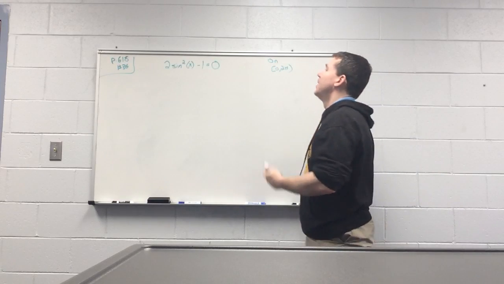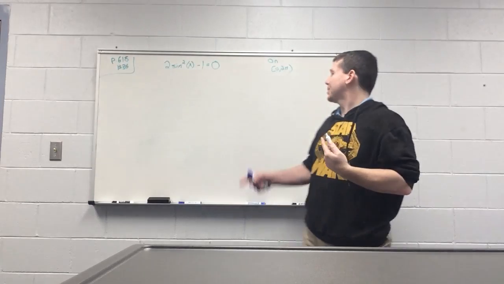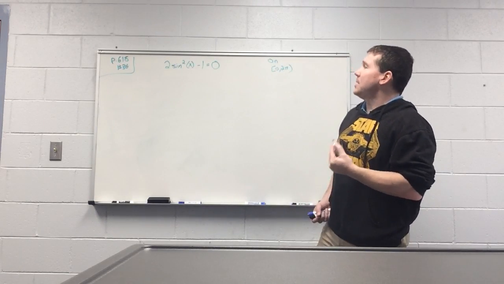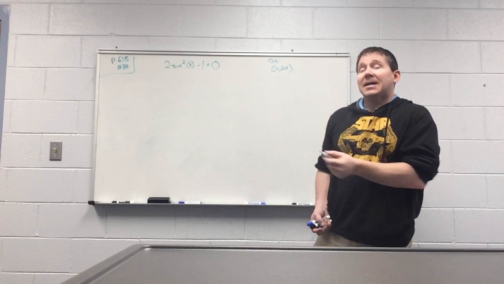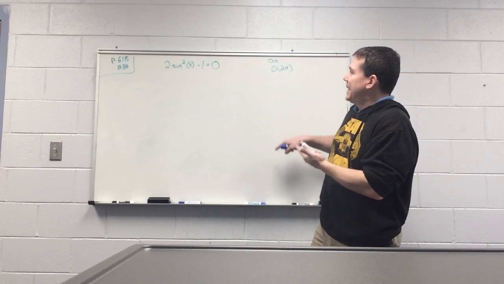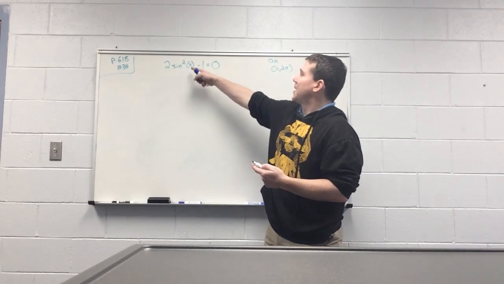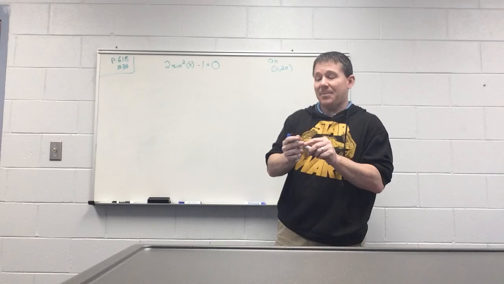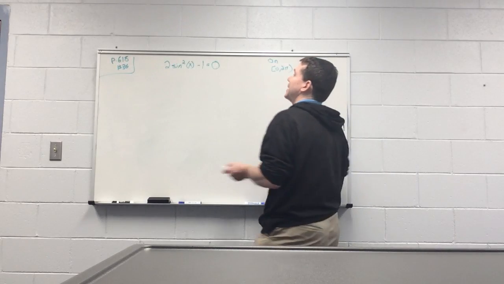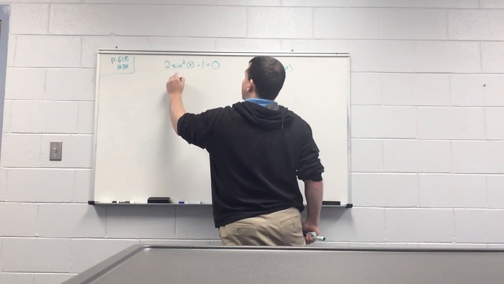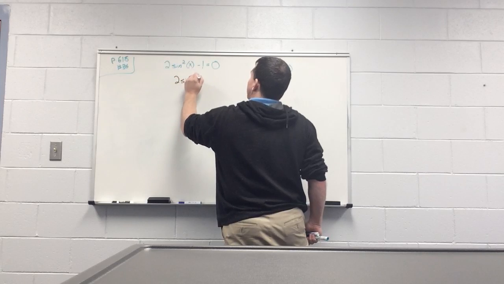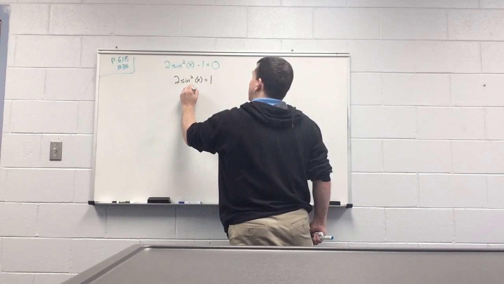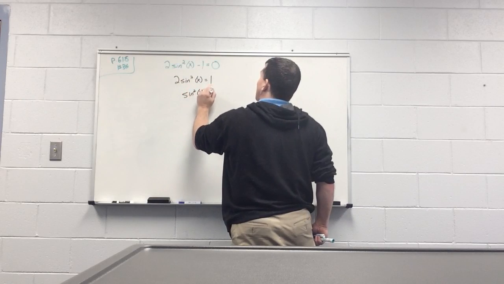Correct? Yes, good. So in this case, we're not looking for the general solution, just the solution on the unit circle. So I want to solve that. And again, if we think about this algebraically, ultimately to solve for it, I have to solve for x. In order to solve for x, I have to isolate x. So I do all the exact same algebra that I'm used to to isolate x. First, add the 1. 2 sine squared x equals 1. Divide the 2. Sine squared x equals 1/2.